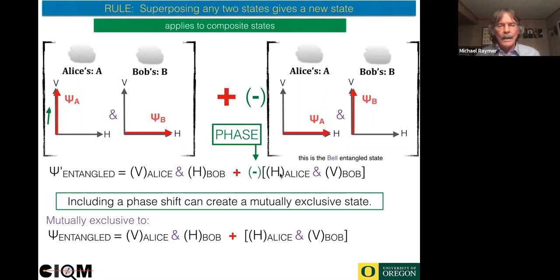And notice that if I were to measure everything in the HV basis, I'd have the same probabilities because the minus sign squared would just give you +1. So I'd still have half a chance to get this combination or half a chance to get this combination. But now, as we said on previous slides, this state here with the phase shift is mutually exclusive to this state here without the phase shift. So you can see there's something very different going on in quantum physics than in classical physics.